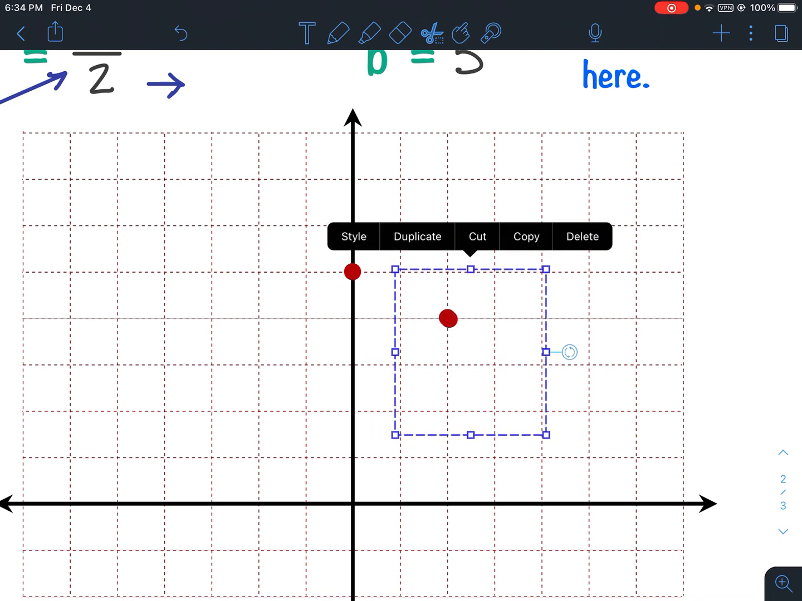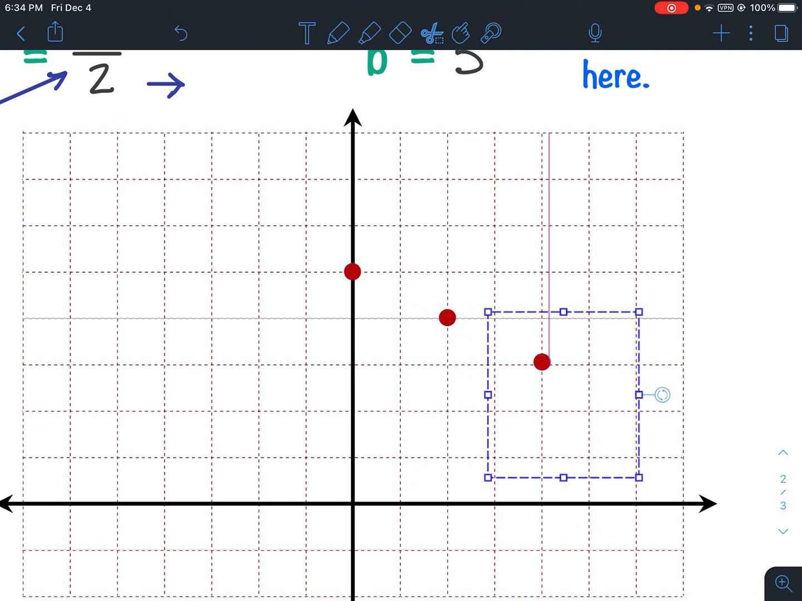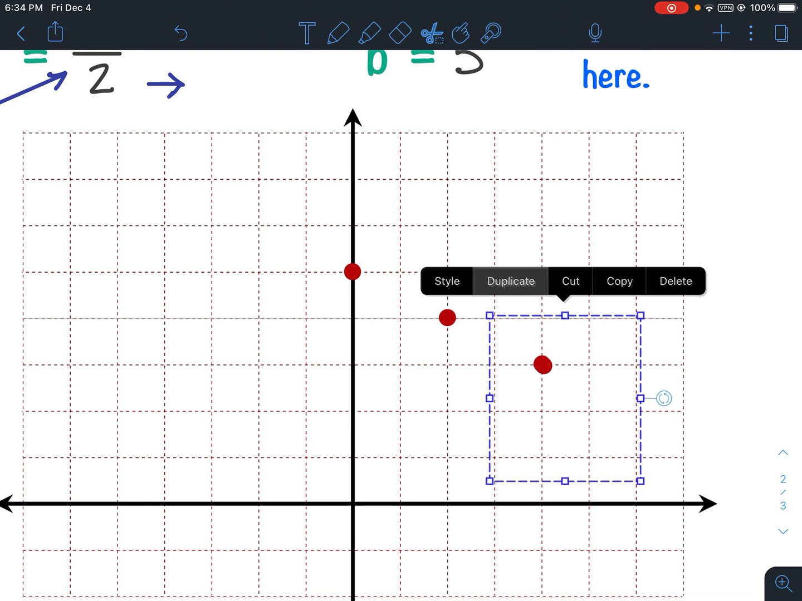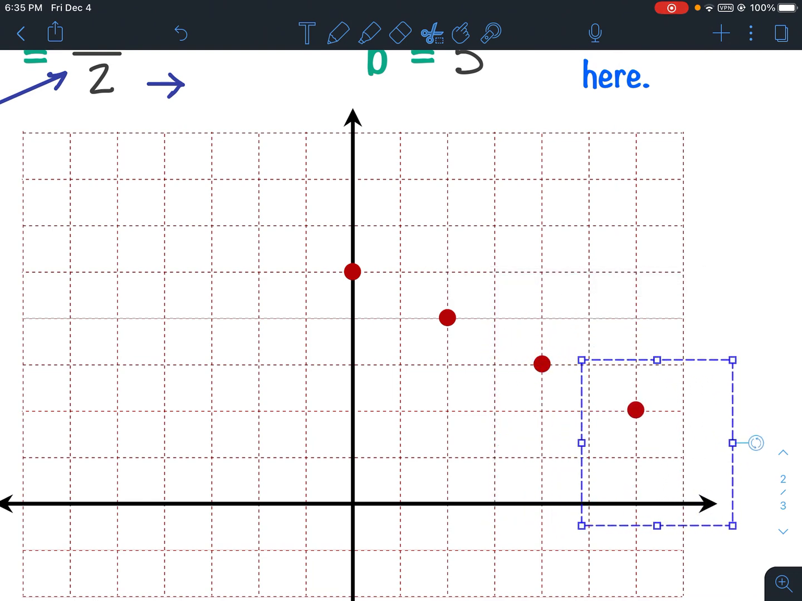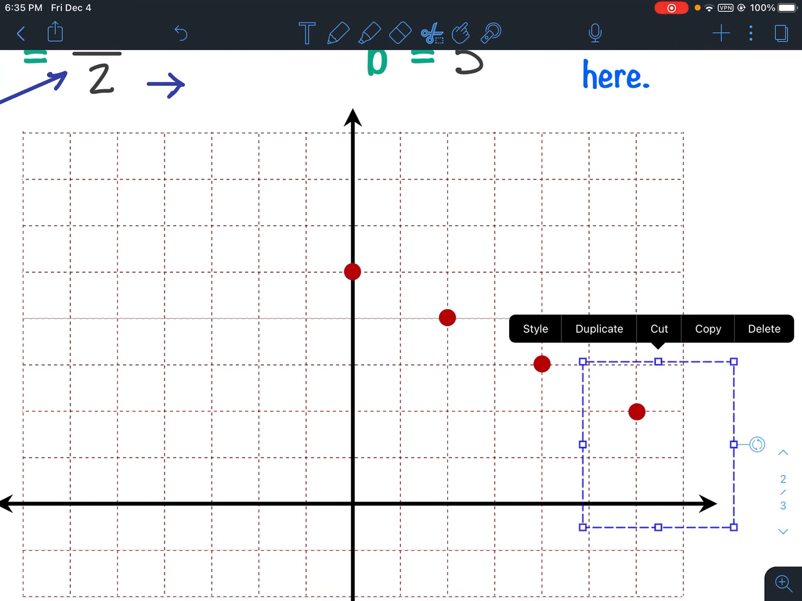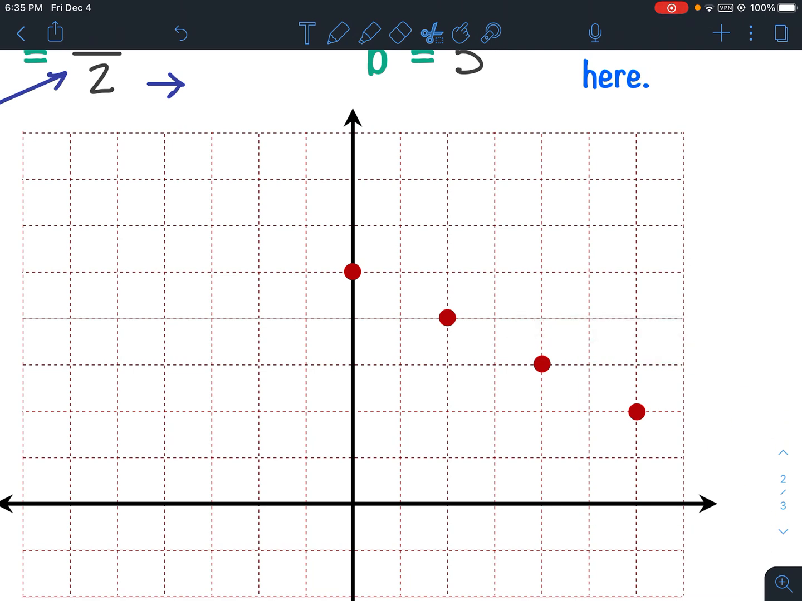I'm going to do that again. Down 1, to the right 2. I can keep going another time. Down 1, to the right 2. Just to get in the habit of doing this, I want you to make as many points as you can. Could you get away with drawing less points and then just using the straight edge? Of course. But I really want you to get in the habit of doing this the correct way. So I want you to put as many points as you can on the graph.